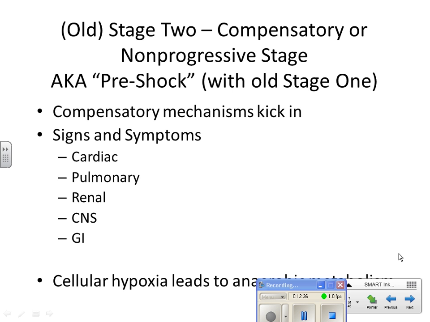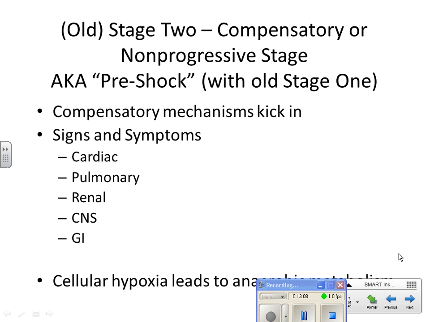The renal effects in this stage, this is when you have the compensatory mechanism that causes a decrease in urinary output. So in this compensatory stage, the drop in urinary output is not because the kidneys failed. It's not a bad thing. It's an indication that things are working to improve the situation. Later on, when we get to stage 4 and we have a drop in urinary output, that means the kidneys have shut down. But here, we're compensating. It's a good sign.